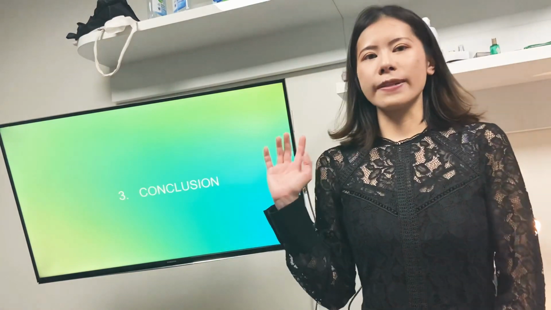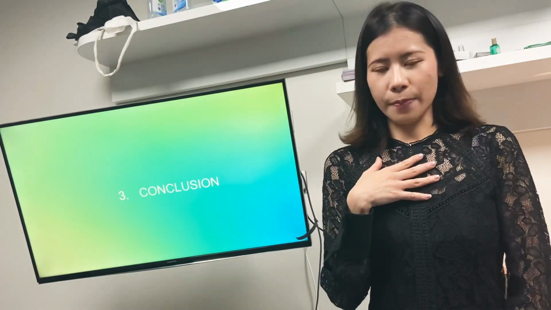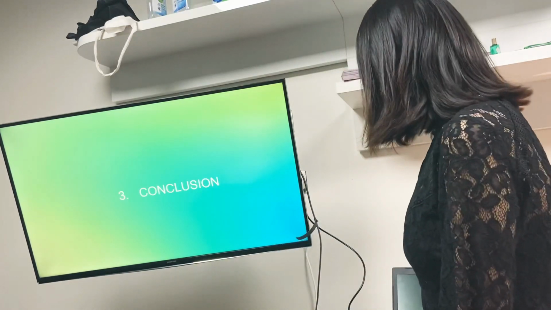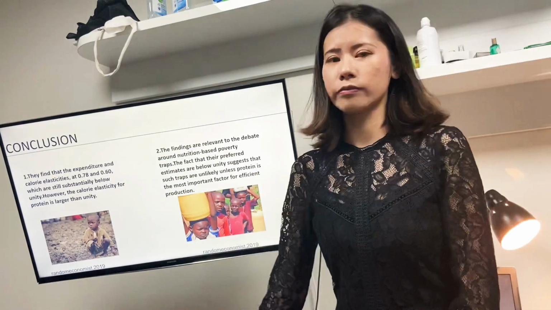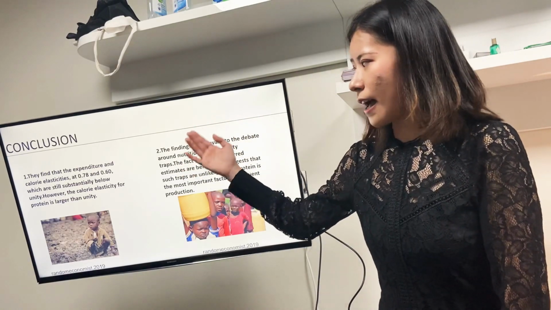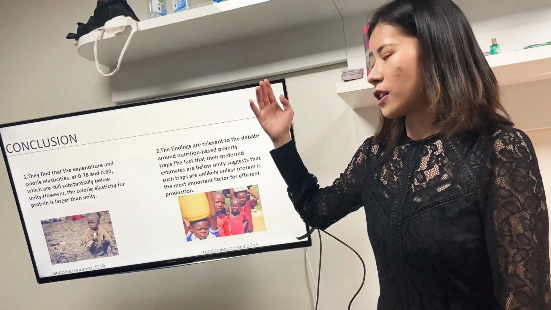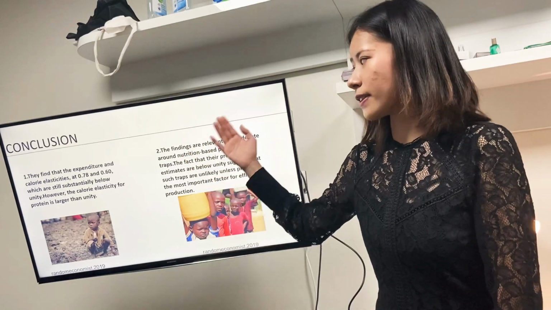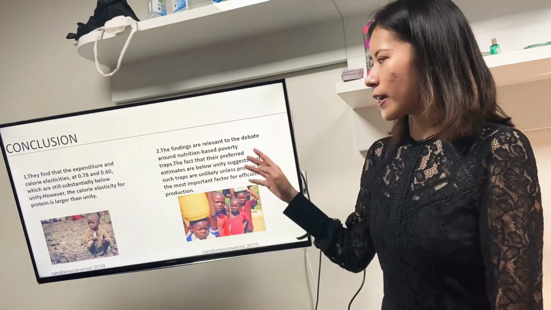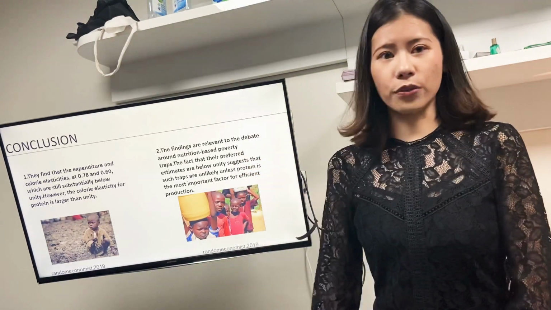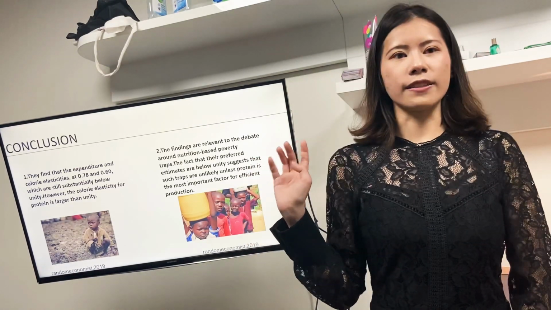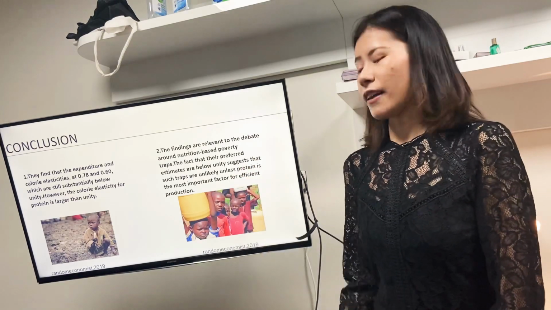Well, based on the results, finally, I'm going to my last part. I will make a conclusion about my presentation. Here I will show you my conclusion. In this essay, we find the expenditure and the calorie elasticity at 0.78 and 0.6, which are still substantially below unity. However, the elasticity for protein is larger than unity. And these findings are relevant to the debate around the nutrition-based poverty trap.